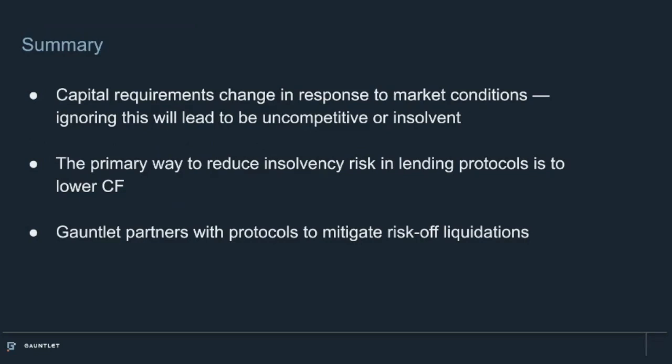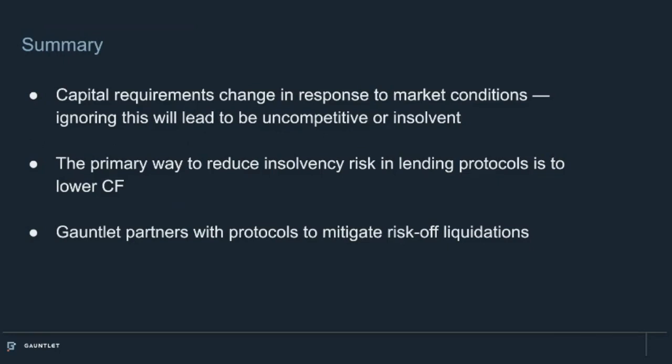market conditions change. Volatilities of assets, asset prices, liquidity depths for certain assets will change over time. Ignoring this will lead protocols to either be uncompetitive if parameters are set really conservatively, or insolvent if parameters are not set conservatively enough. The primary way to reduce insolvency risk in lending protocols is to lower collateral factors. It's not the only way, but it is a very important lever that we have, which is why we've chosen to talk about it today.